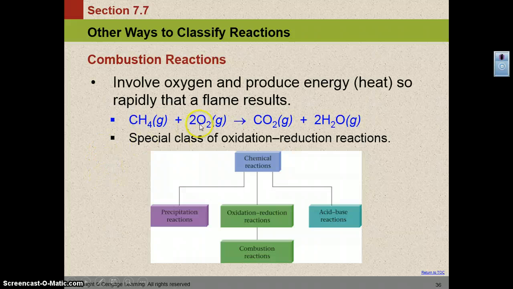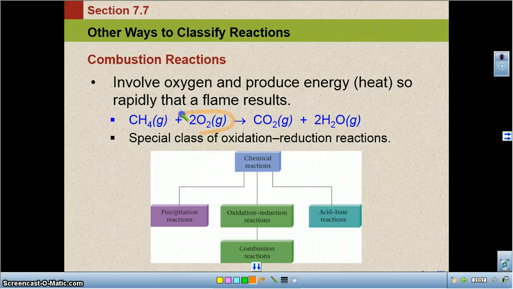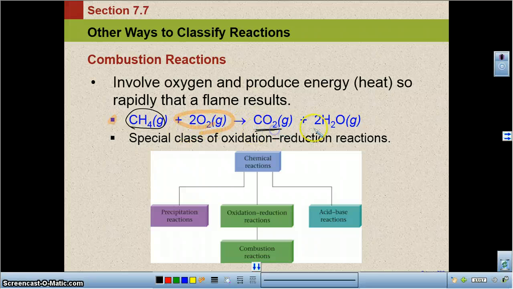Combustion reactions generally include plus O2. That's what we're going to look for to identify it as a combustion reaction. And it always forms heat, and a rapid flame usually is what's indicated. But one of the things I want to bring out, and I brought this up last year, it's one that you have to remember. Anytime you have a hydrocarbon, that's a hydrogen and carbon combination, and you burn it in oxygen, always your products are going to be carbon dioxide and water. So it's just one of those things you need to remember. Combustion reactions are special redox reactions.